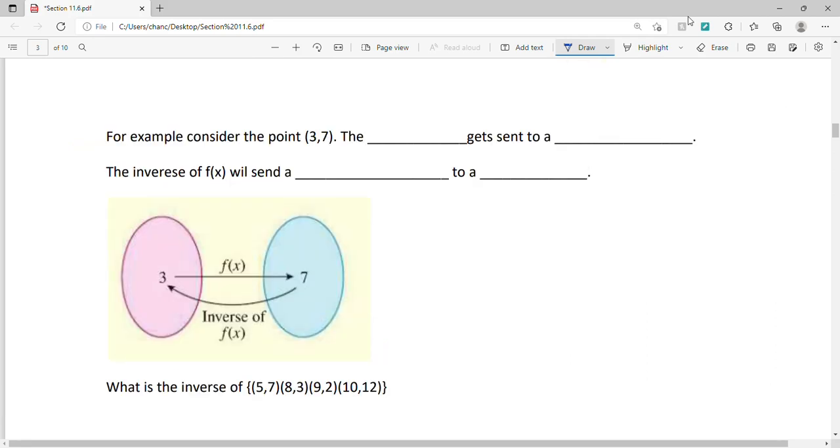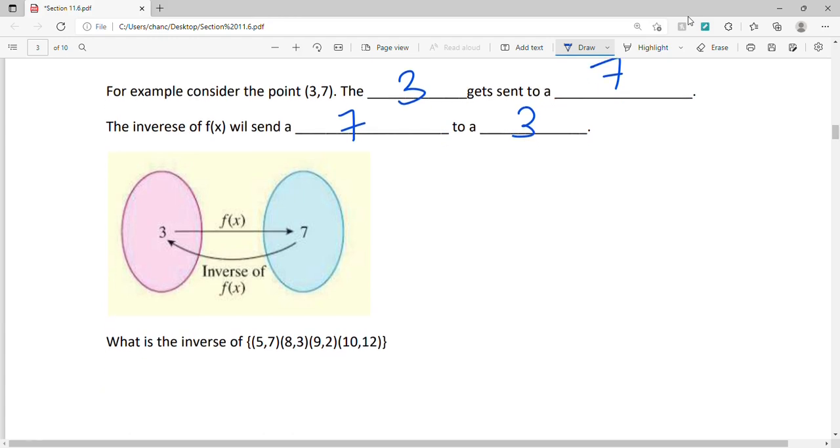For example, let's consider the point (3, 7). The 3 gets sent to a 7. But what would the inverse of f of x do? It will send the 7 back to a 3. So here's a picture of what's happening. The original function f of x would give us a 7. So that's saying f of 3 would give us 7. But the inverse of f of x, which we will denote with this -1 here, would send that 7 back to a 3.